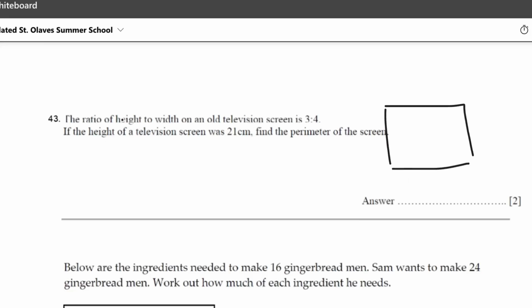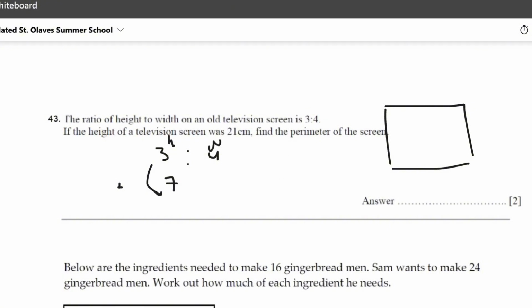The next question is the ratio of height to width on a television screen. So height is here, width is there. The height is going to be multiplied by 7. Remember, this is a two-step problem. We're not just finding out the width, we have to find out the perimeter. So times that by 7, times that by 7 to get the width, 21 to 28.